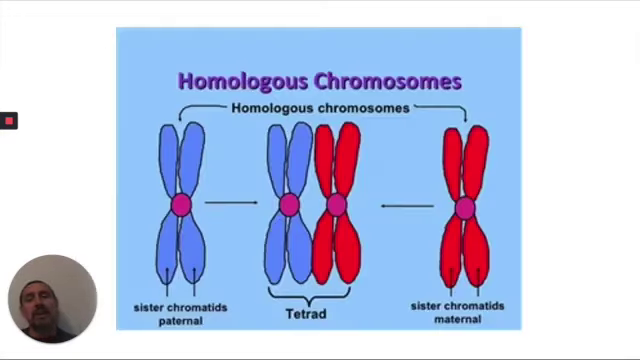Here's what we mean when we say homologous chromosomes. Same size, same shape, same genetic material. You'll notice that there's like a left side to the chromosome and a right side. So these sister chromatids just mean that's the normal chromosome and it's now been replicated or copied.